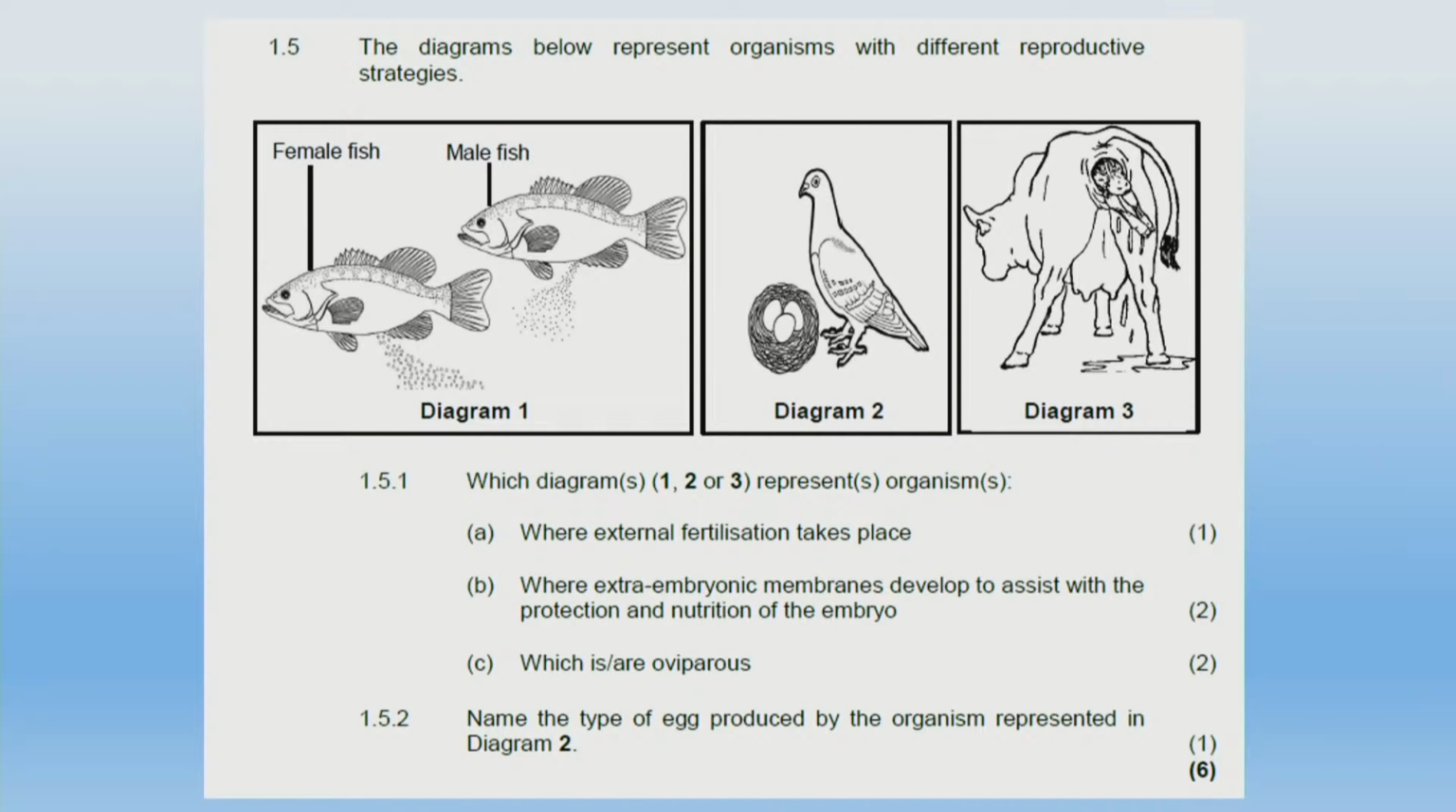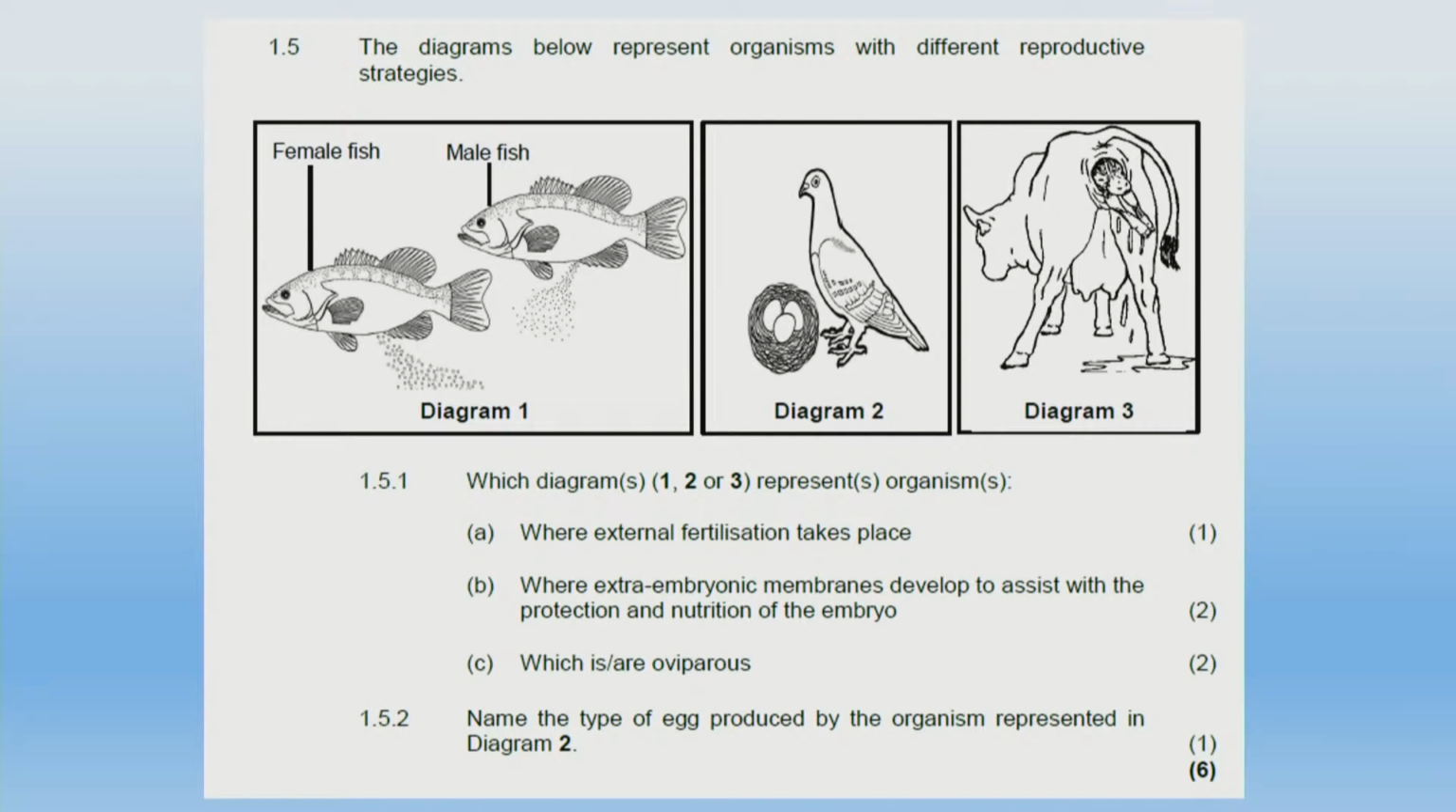So on the slide, we have an example of one of the questions. This question is from one of the previous question papers. So let us look at this question. Question 1.5. The diagrams below represent organisms with different reproductive strategies. So we have diagram number 1, number 2, and number 3.